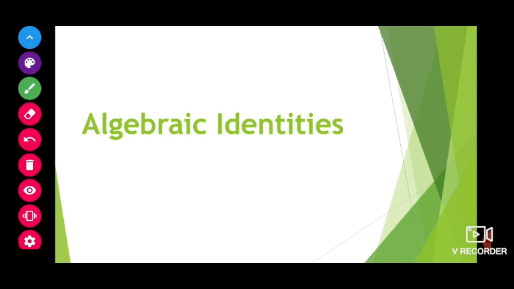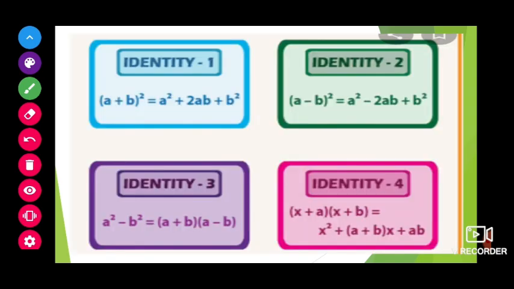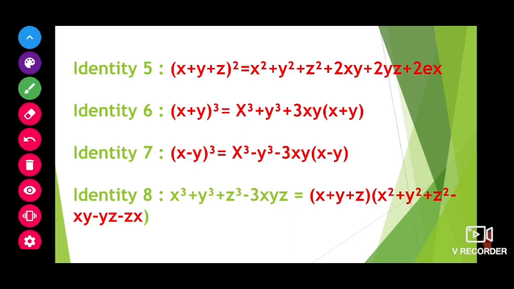Next, algebraic identities. You already learnt these in the last year, children. You already know these 4 identities. What are those identities? a plus b whole square is equal to a square plus b square plus 2ab. a minus b whole square is equal to a square plus b square minus 2ab. a square minus b square is equal to a plus b into a minus b. Next, x plus a into x plus b is equal to x square plus a plus b into x plus ab. Now we are going to see these identities also this year, children, or else you might know them already.